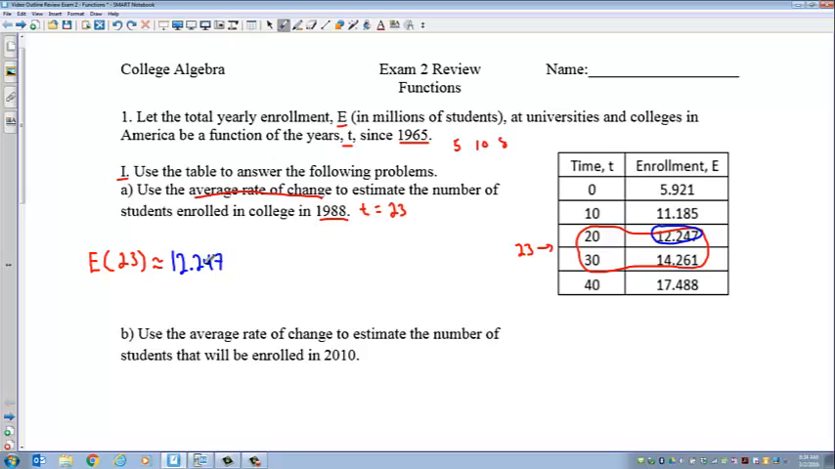That's a good estimate, but we know it's a little bit more because 23 is a little bit bigger than 20. So we compute the average rate of change, which is the change in the output divided by the change in the input. It tells you how many millions of students are changing per year on average. On top, you put 14.261. Remember, it's always the final minus the initial, so minus 12.247. That's the change in the student enrollment, divided by the change in the years, so 30 minus 20.